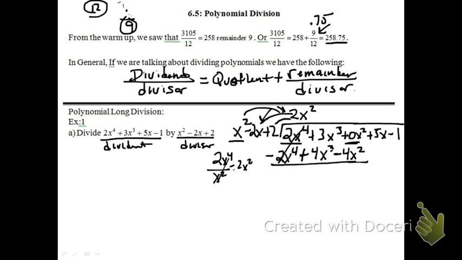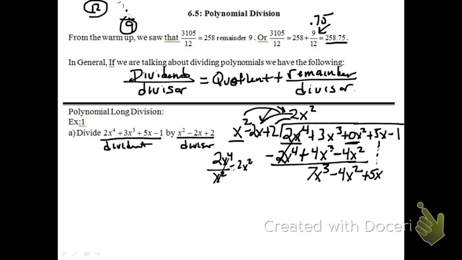If we do, these cancel. 3x cubed plus 4x cubed becomes 7x cubed. 0x squared minus 4x squared is minus 4x squared. Now what I'm going to do is drop down the next term only, the positive 5x, and you're going to see exactly why in a second.